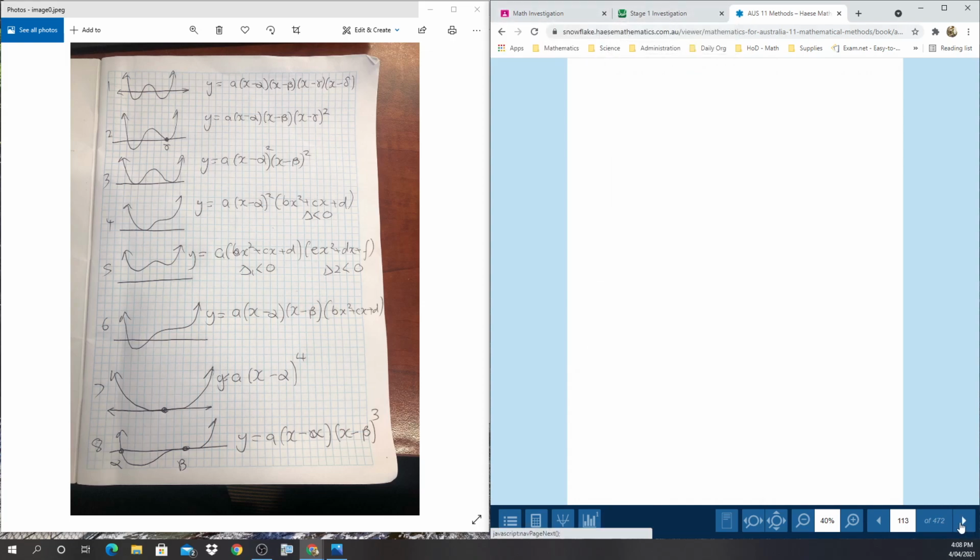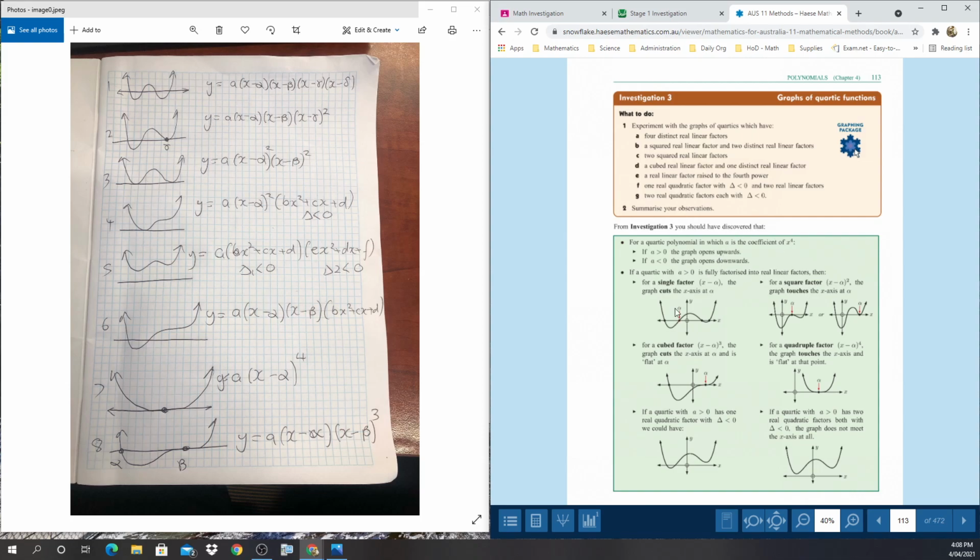At this point you should have already done some of this content, but it's worthwhile revising this because you can go back. When I taught this content, I talked about how the factors react. A single factor, x minus alpha, cuts at alpha. A squared factor touches at alpha. We remember this from cubics and quadratics. A cubed factor, the graph cuts at the x-axis and is flat at alpha, so it's horizontal there, whereas the single factor can go through at a different angle. A quadruple factor touches and is very flat, not quite as flat as the others.